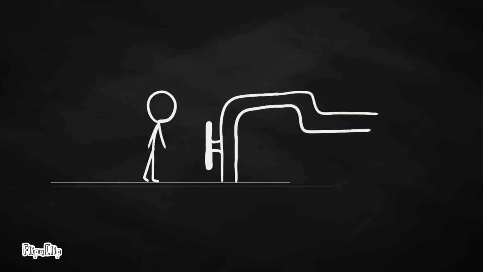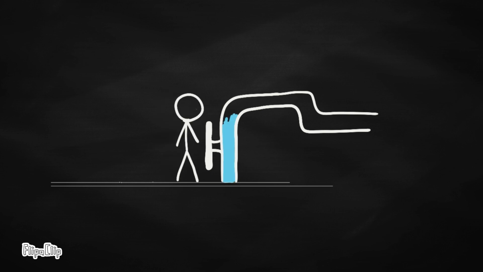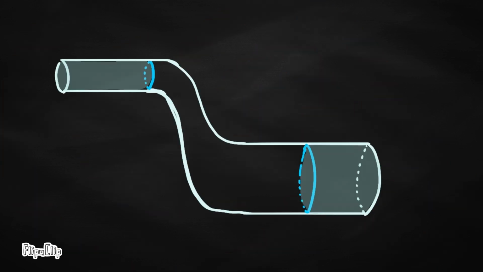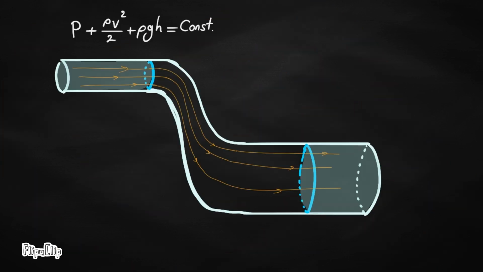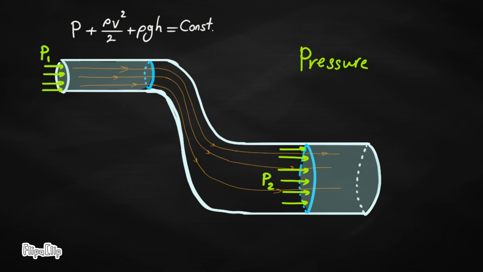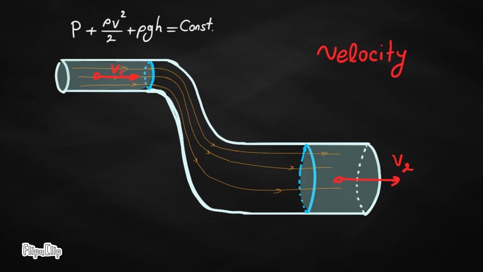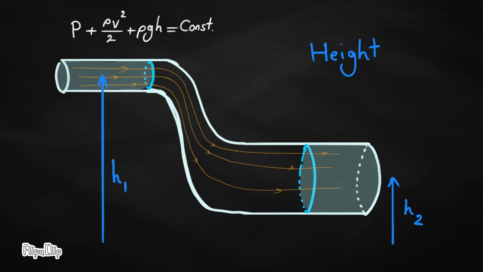All right, let's get into it. Considering a flow in a pipe as an example, Bernoulli's equation shows the relationship between pressure, velocity, and height in a moving fluid. Here, P is the pressure, ρ is the density, V is the velocity, and H is the height above a reference point. It's like a seesaw balancing act between these three factors.